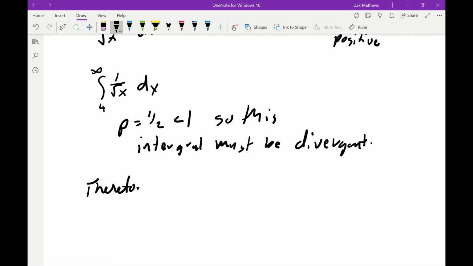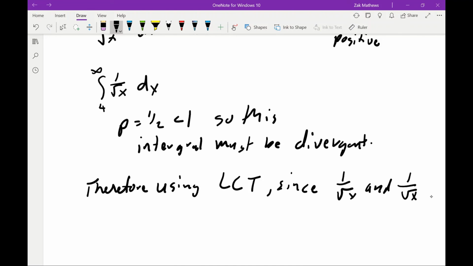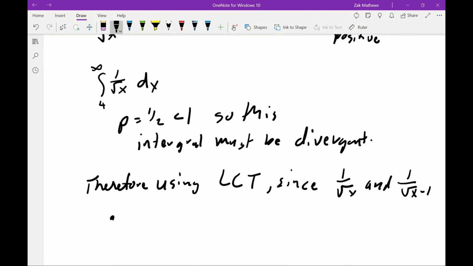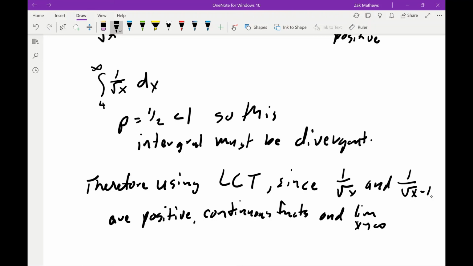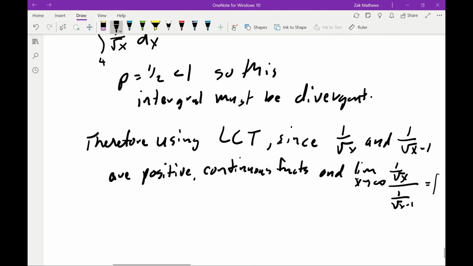Therefore, using the limit comparison test, since 1 over the square root of x and 1 over the square root of x minus 1 are positive continuous functions, and the limit of their ratio, 1 over square root of x over 1 over the square root of x minus 1, is equal to the limit value of 1, we know, there's one other thing I need to state. That all sets up the conditions of the limit comparison test being true.